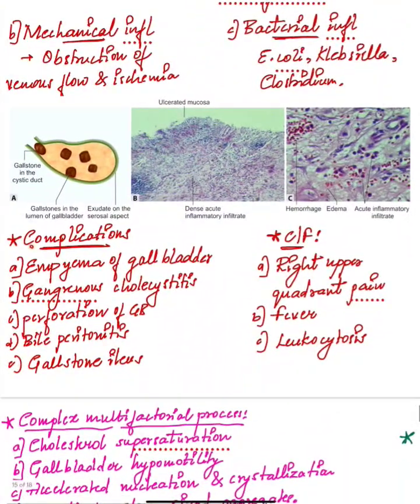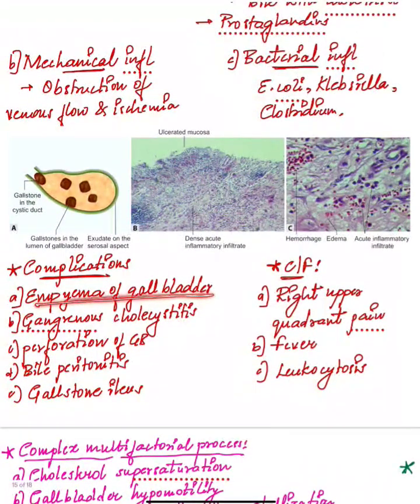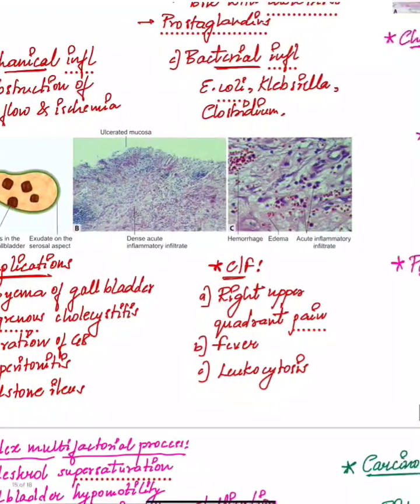Okay. What are the complications of this disease? The complications are emphysema of the gallbladder, gangrenous cholecystitis, perforation of the gallbladder, bile peritonitis, and gallstone ileus.